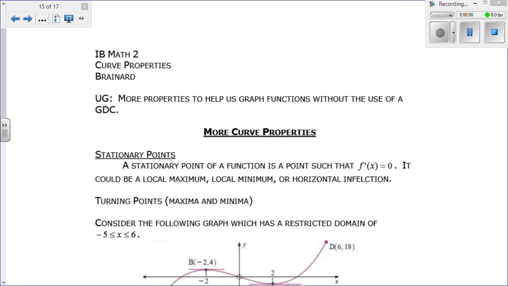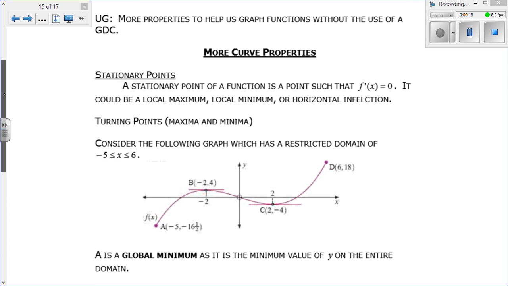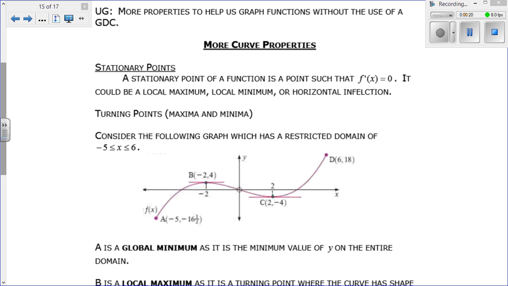Our understanding goal is more properties to help us graph functions without the use of a GDC. So we have some more curve properties that we're going to talk about. We have stationary points. A stationary point of a function is a point such that f prime of x is equal to 0. So where our first derivative is equal to 0, we have what we call stationary points. It could be a local maximum, a local minimum, or a horizontal inflection. Turning points are your maxima and minima.